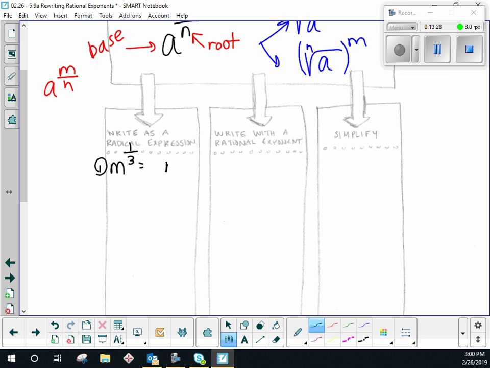M is your base. You're rewriting it with a radical. The power is what? And the root is 3. Okay. Do I have to write that 1 there? No. So an equivalent expression would have been just this. Okay, either of those is fine. Try this one. 8 to the 1/2.